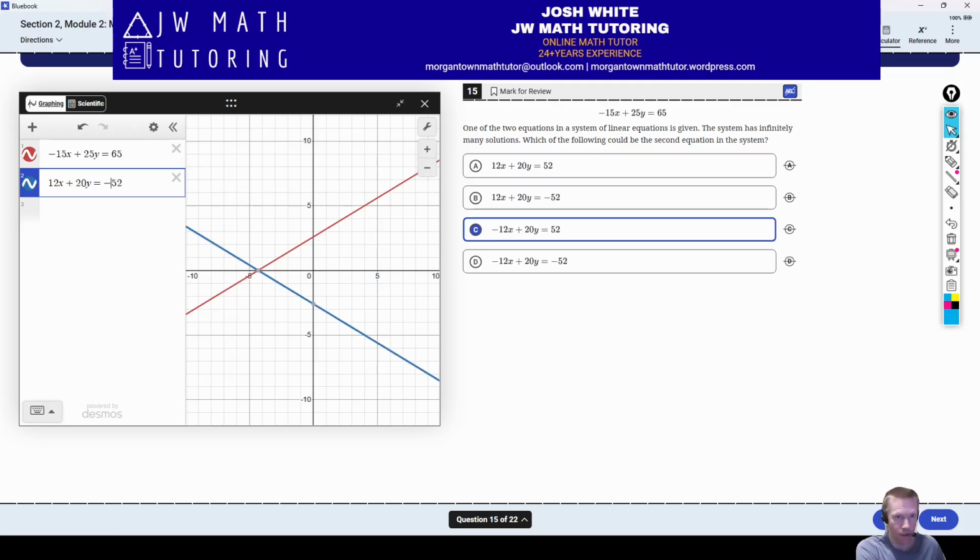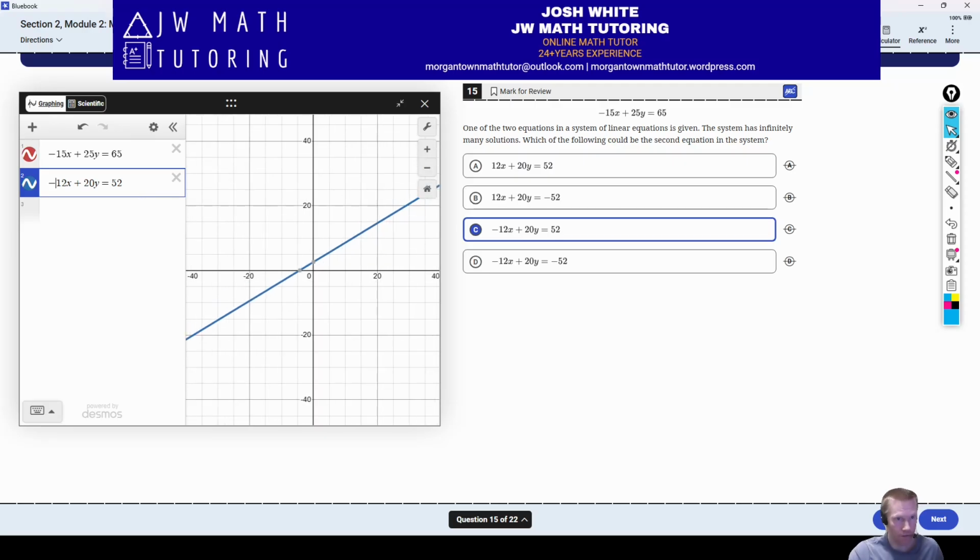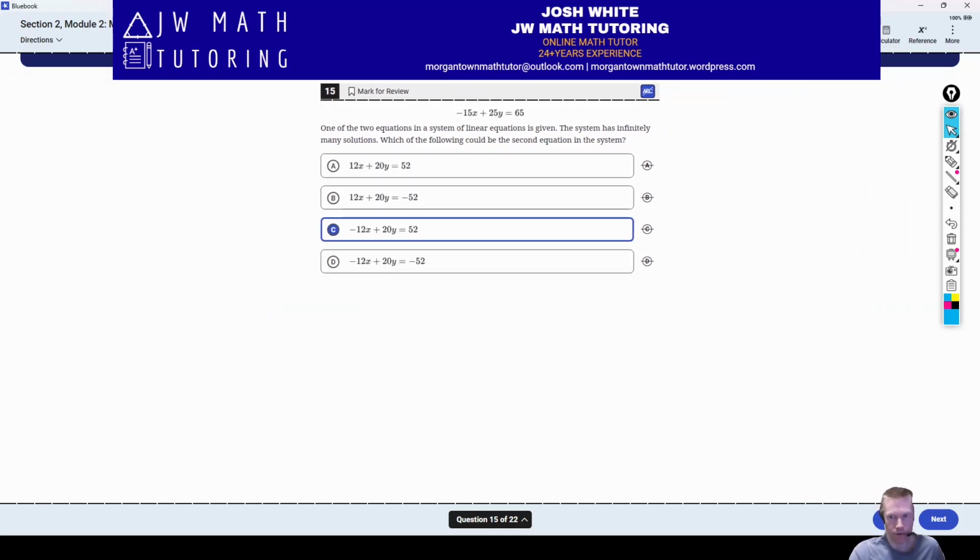So A is wrong. What about B? Nope. Doesn't overlap it. Still wrong. Okay, now what about C? Yes. Notice there's no other line on the graph here. When I turn this one off, this one overlaps it completely. That's how you know it's infinite solutions. And just to check D, nope, they're parallel. D would be the answer if it was no solution, but it's not. It's infinite solution, so correct answer C.